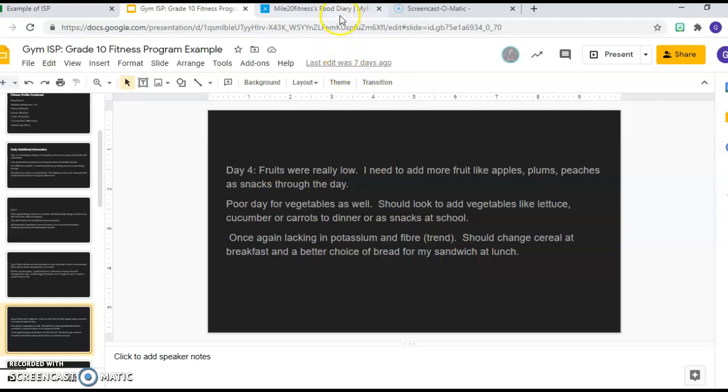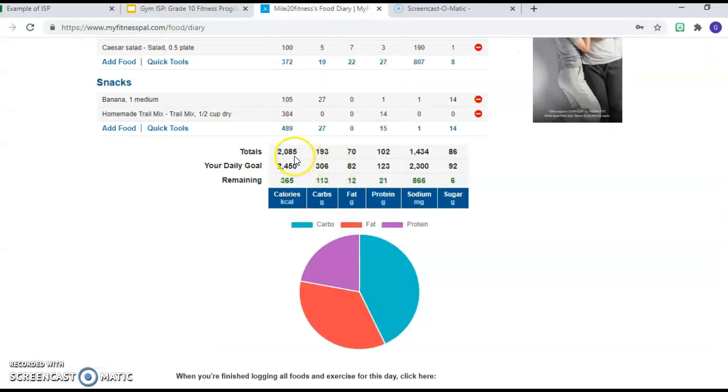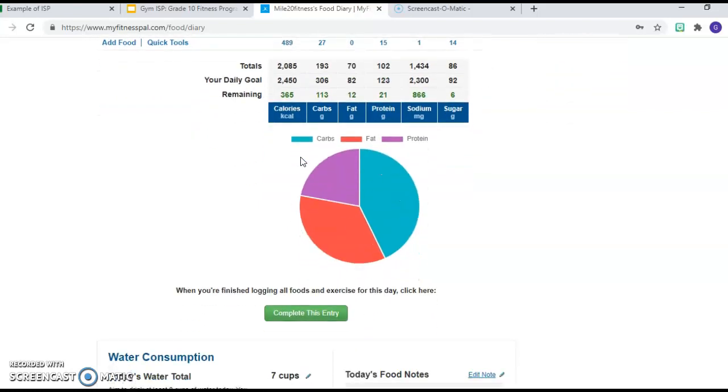Now, if you go back to my data, if I'm low in calories, and I make a little suggestion about adding something, then I could also make a comment that my calories will probably come up because I'm going to be adding a granola bar at break, and so on and so forth. So you're looking to do about 3 per day.